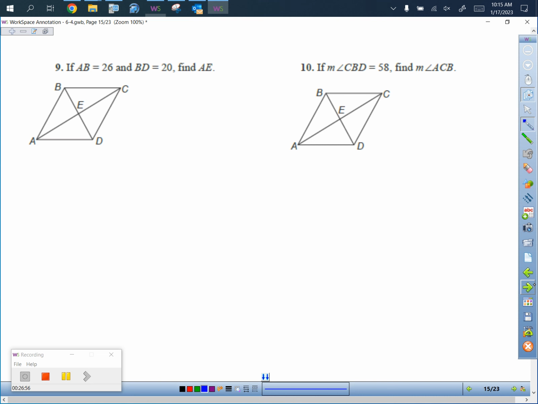Let's try 9. If the distance from A to B is 26, cool. And the distance from B to D is 20, cool. You know what? I don't know if I want to put a 20 in the picture. What could I put instead of a 20, y'all? 10 and 10 might be a little more helpful for my eyes. You guys okay with that move right there?